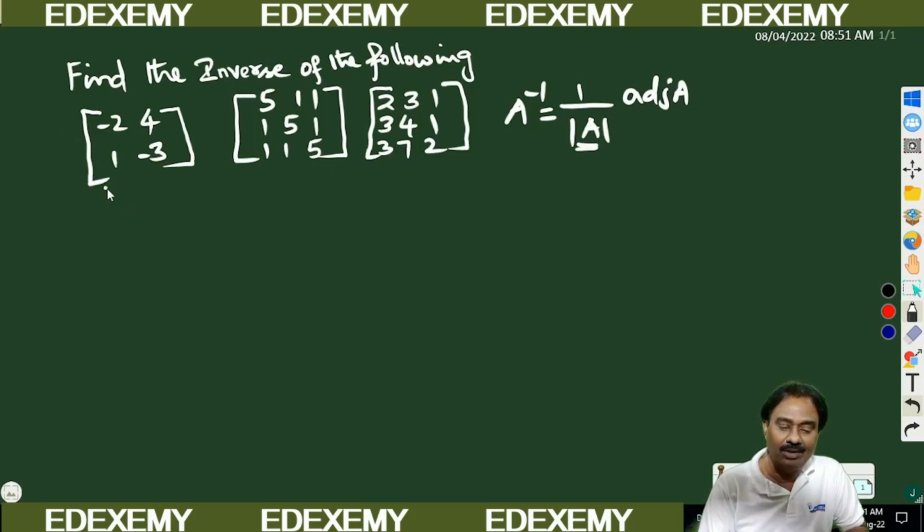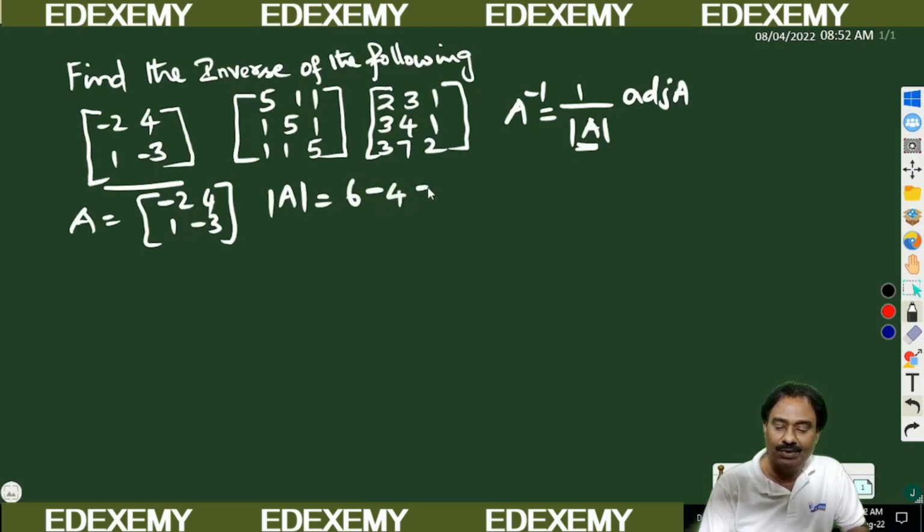Now we will take this matrix as A. Therefore A is equal to [-2, 4; 1, -3]. Now the first step is to find the determinant value of A. It is 3 minus 3 into minus 2 is 6, minus into minus plus, 3 into 2 is 6, minus of 4, 1 into 4 is 4, therefore 2. This is not equal to 0.